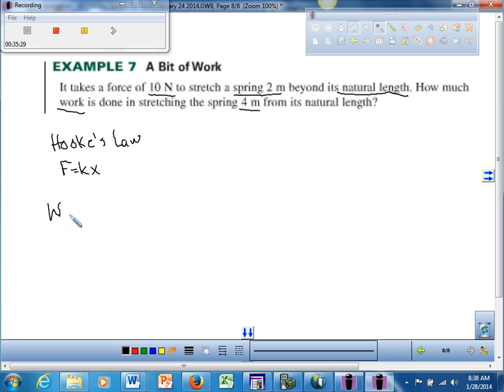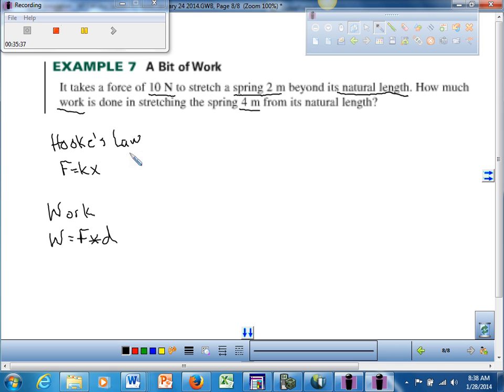So work is what? Force times distance. Force times distance. All right. So when we are calculating work using calculus, we are going to be integrating a whole bunch of force times distances over a certain interval.